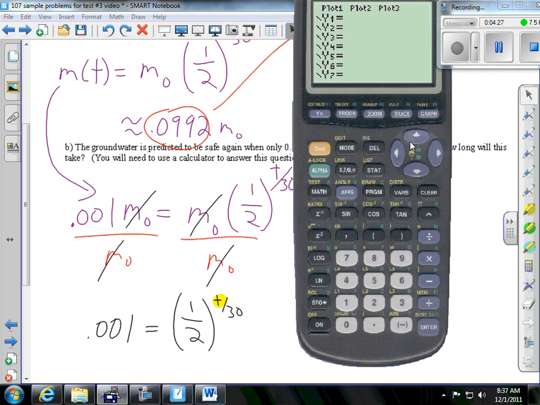Okay, so we'll clear this stuff, and we're going to graph both sides of this equation, 0.001, and then up above, 1/2 to the, and then don't forget the parentheses. We need T over 30. I don't have T, I have X. X divided by 30.